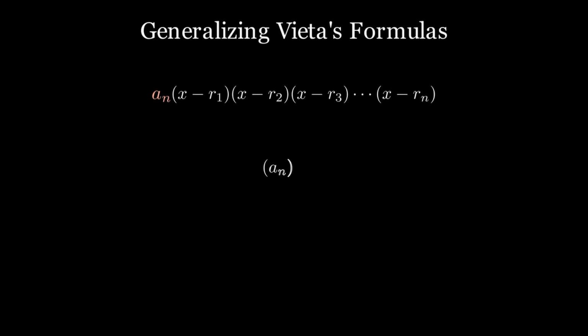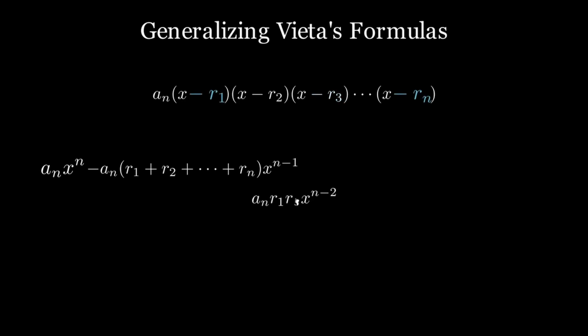Multiplying a sub n by every x term, you get a sub n times x to the n. Now let's include some roots. If you multiply a sub n, one of the roots, and the remaining n minus 1 x terms together, you get negative a sub n times r1 times x to the n minus 1. Doing this for every root gives you negative a sub n times the sum of all roots times x to the n minus 1. Now choose two roots and n minus 2 x's.